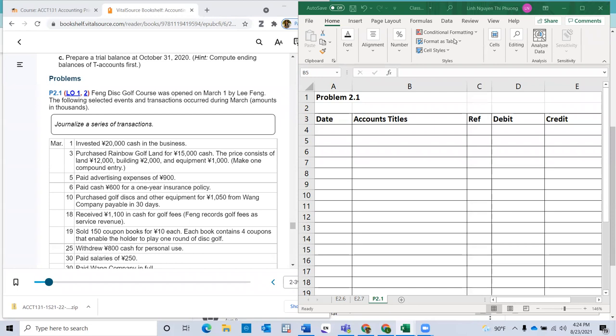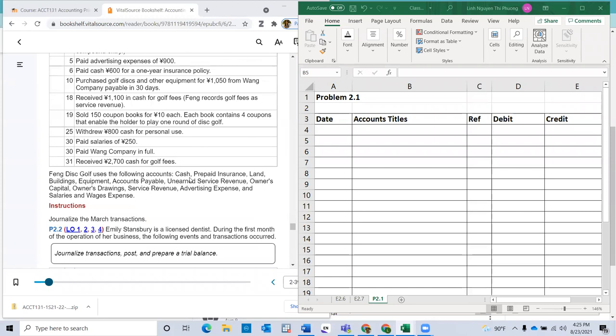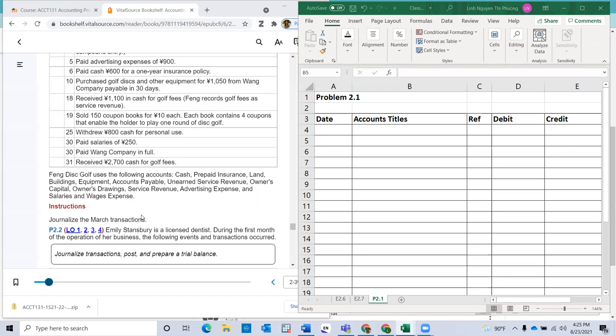All right, now let's just do problem 2.1. Fang Disc Golf Course was opened on March 1 by Li Fang. The following selected events and transactions occurred during March, amounts in thousands. So we have those transactions in March. And then they gave you the accounts' names, all right? So you will use those account names when you record the transactions, okay? And the question is, instructions: journalize the March transactions. This is how we're going to journalize, okay?